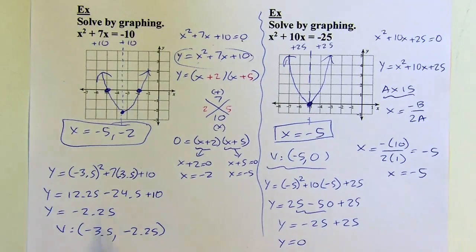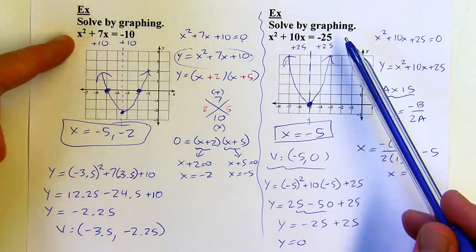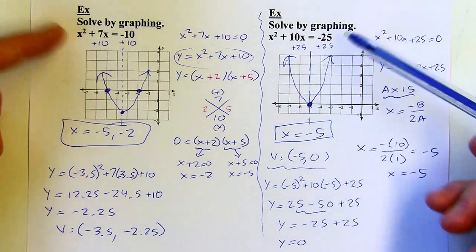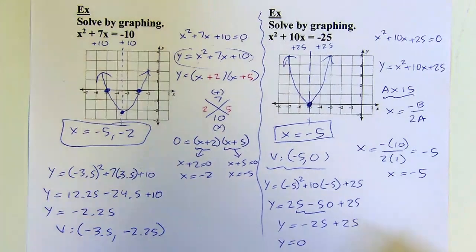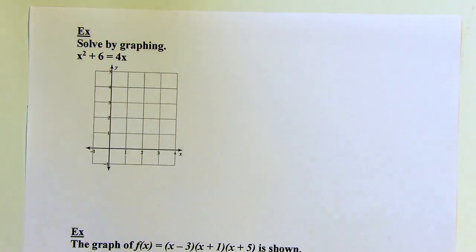It's honestly kind of a strange way to solve equations like this, by graphing the related parabola and then finding the x-intercepts, because you could just solve these without graphing at all. But that's what's in the book, and so that's what I'm showing you how to do. All right, so here is another to try.